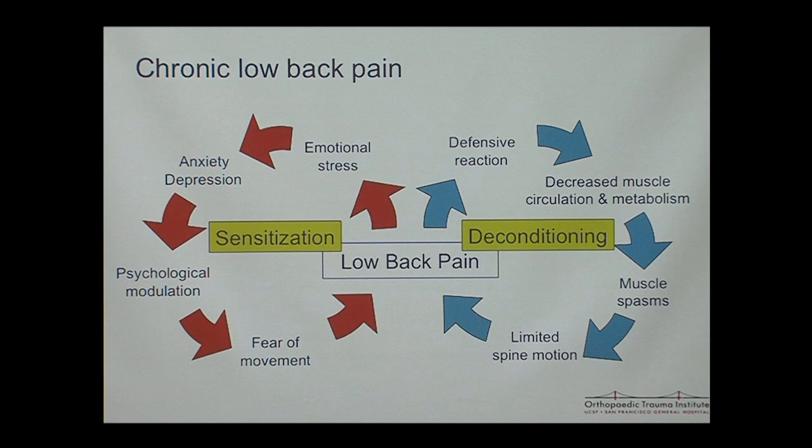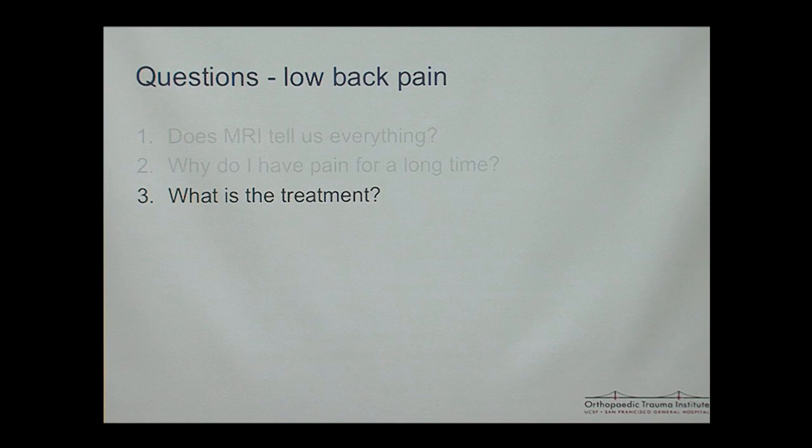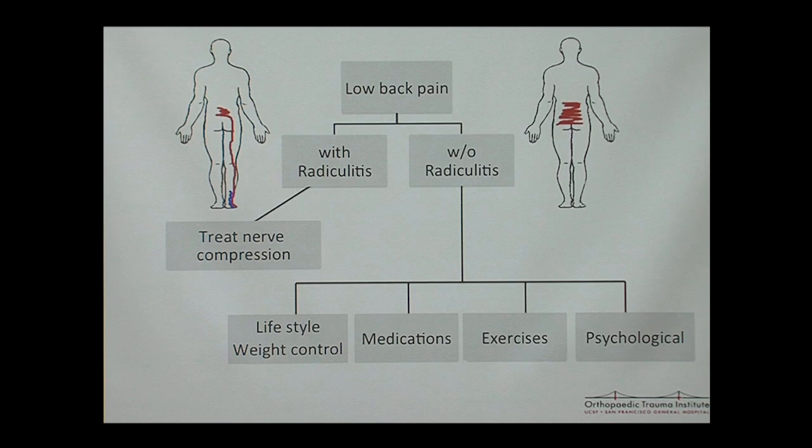Now, let's talk about treatment. This is a very simple scheme for low back pain. We have Jane, who has back pain and radicular symptoms. John has only back pain without radicular symptoms. With radicular pain, we know it's probably nerve related, so we focus on treating the nerve compression. That includes medication, maybe injection, physical therapy, or down the line, surgery may be needed.